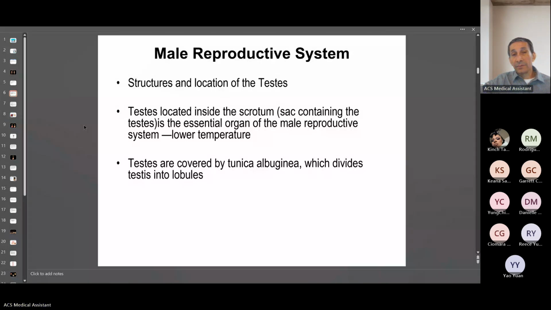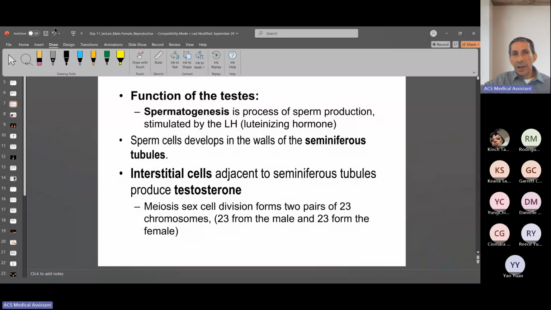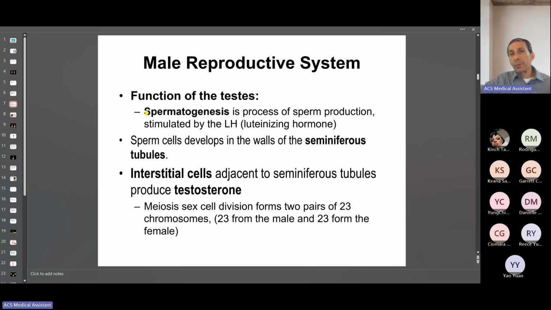So that's basically what it is. Moving on, let's talk about the functions. I already told you somewhat the function, because I mentioned that the testis produces sperm. The process of producing these sperm is called spermatogenesis. Spermat means sperm. Genesis means generate, produce, production of, generation of sperm. Remember that sperm is the male sex cell.